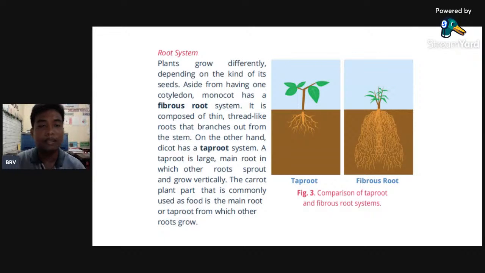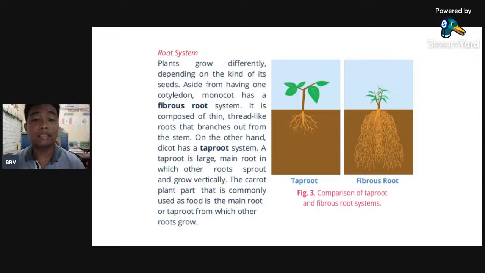In the root system, plants grow differently depending on the kind of seeds. Aside from having one cotyledon, monocot has a fibrous root system. Look at the picture. That's an example of a monocot plant. Look at the roots, very fibrous. It is composed of thin, thread-like roots that branch out from the stem.